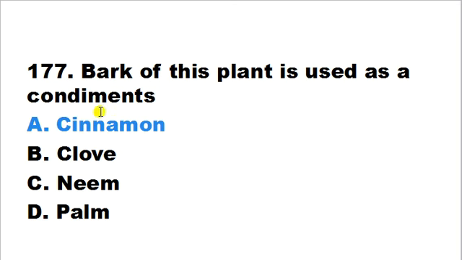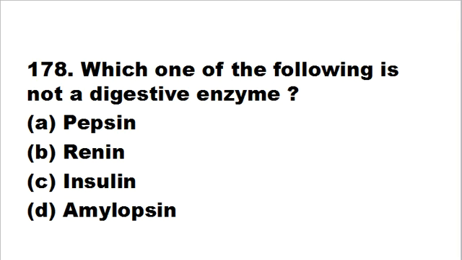Which one of the following is not a digestive enzyme? Pepsin, renin, insulin, amylopsin. Here its correct answer is C. That means insulin is not a digestive enzyme, rather it's a hormone which is involved in controlling your blood sugar level. So this is not an enzyme, and pepsin, renin, amylopsin are the enzymes which are involved in digestion.